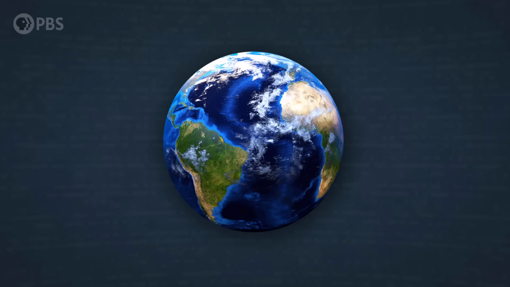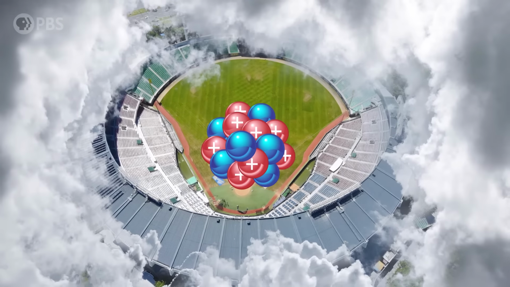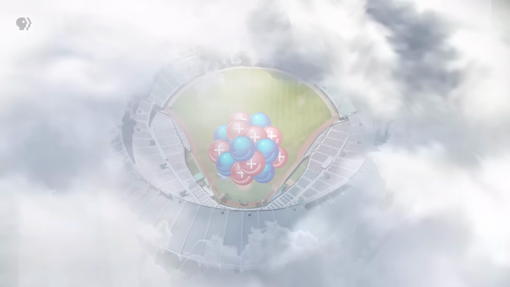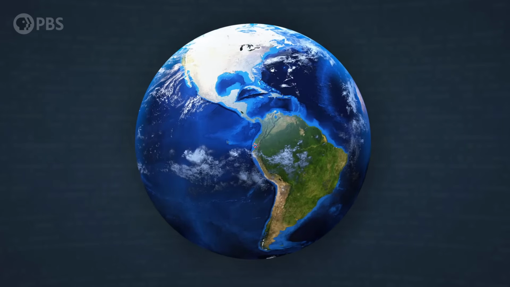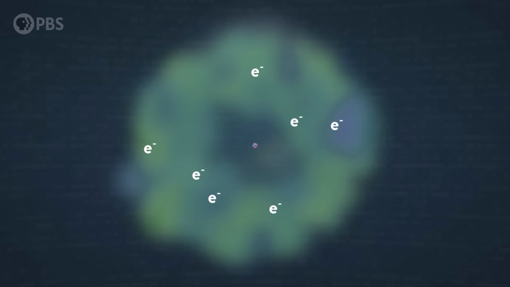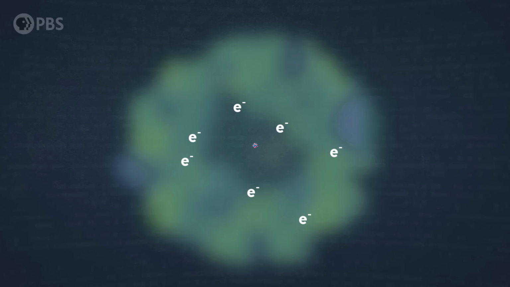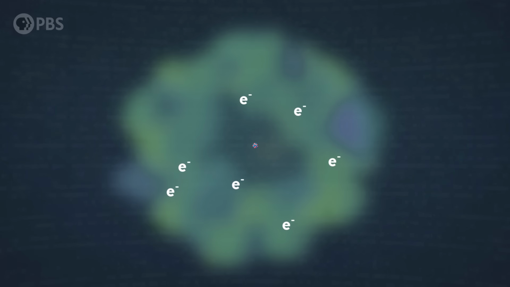If the Earth was one giant atom, its nucleus could fit inside of a baseball stadium. Everything outside the stadium, the rest of the planet, that's where the electrons live, in a sort of wavy quantum-y cloud. The stuff that makes up stuff doesn't contain much actual stuff.